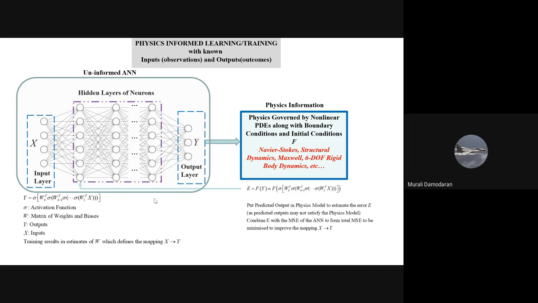So that will go inside your automatic differentiation tool in TensorFlow, and you will get the effect of all the weights, everything. That is why when you add that error into the MSE, the physics-informed ANN, the effect of the physics is already included in the optimization. Is it okay? Yes, sir. Thank you. Yes, sir.